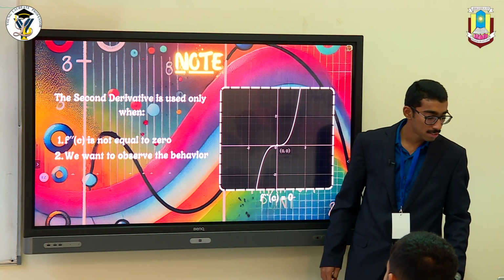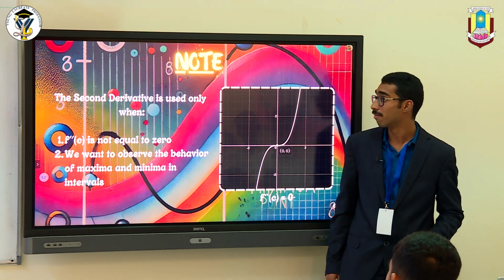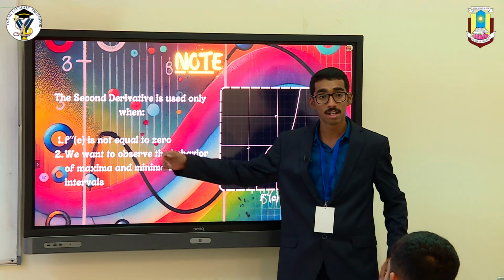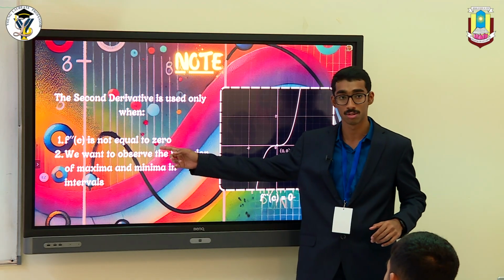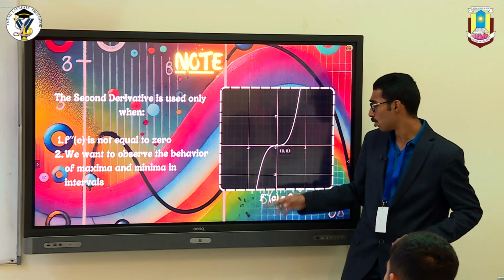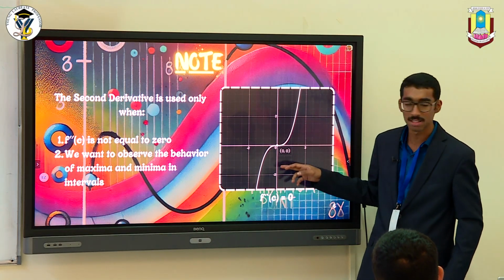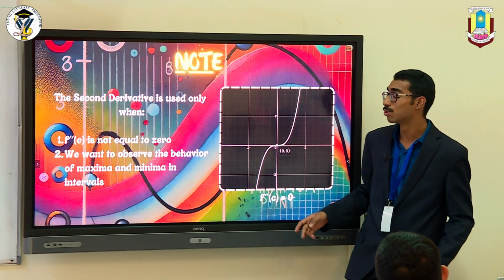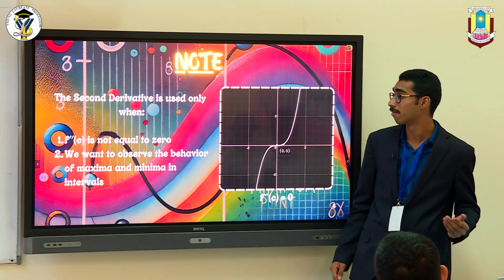There are some restrictions on when you can use the second derivative. You cannot use it when, after double differentiation, the value you get is equal to 0. As you can see, there's no maxima or minima in that case. Sometimes it's an undefined function. In those cases you cannot use the second derivative. You are forced to use the first derivative.